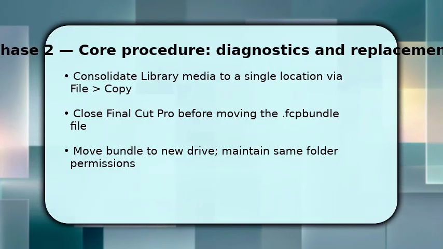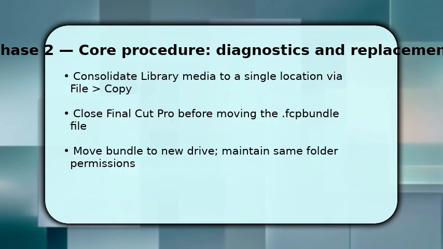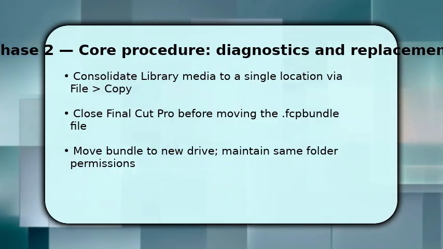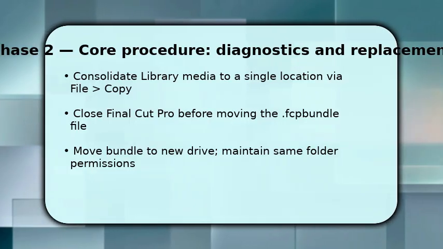Once done consolidating media inside Final Cut Pro, copy referenced media into the library using File, Consolidate Library Files, so files are internal and portable. This prevents missing clips after the move.